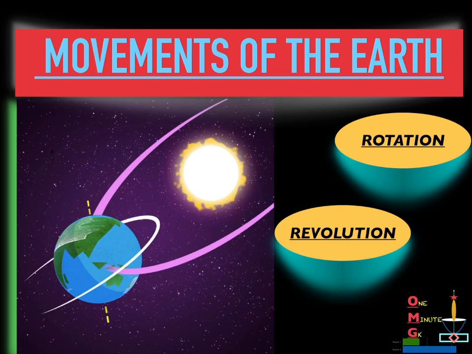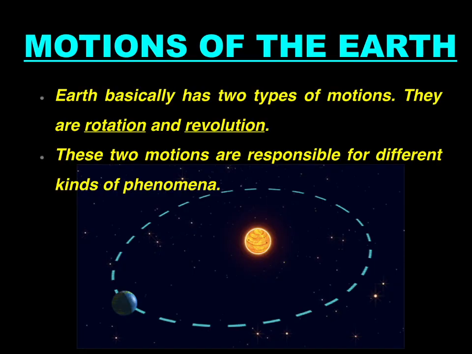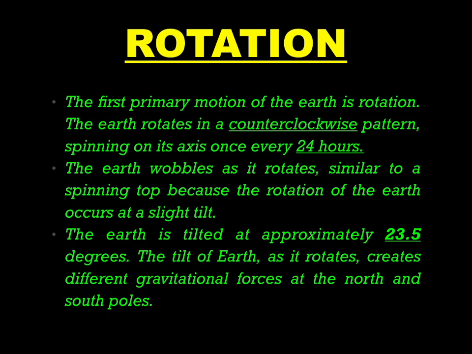In this video, I am going to cover a very simple topic, that is movements of the earth. It is a very simple topic, but it is still a basic topic, so I will have to cover it. So let's go. There are two motions of the earth: rotation and revolution. These two motions are responsible for different kinds of phenomena. For example, the rotation of earth is responsible for day and night, whereas the revolution is responsible for changing of the seasons. So let us first see the rotation.